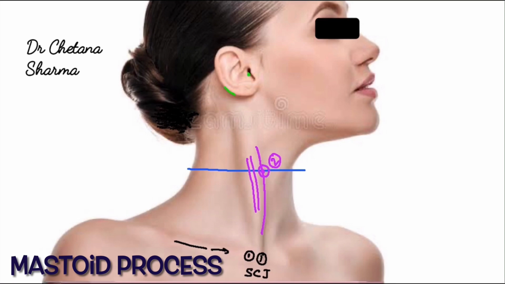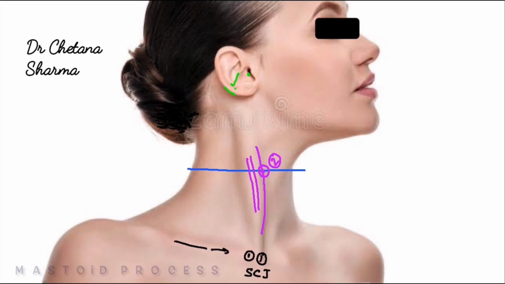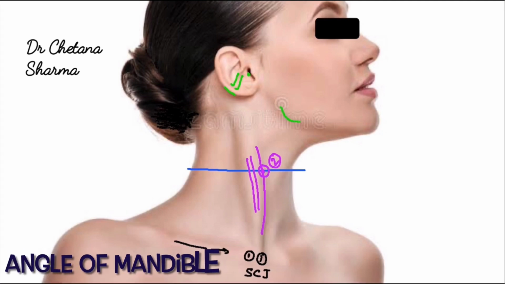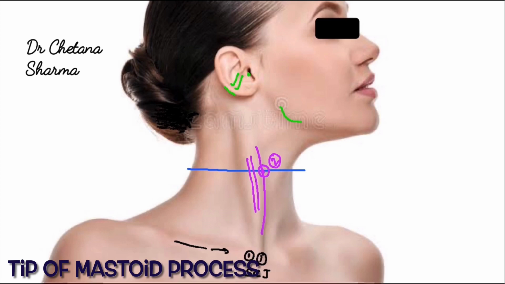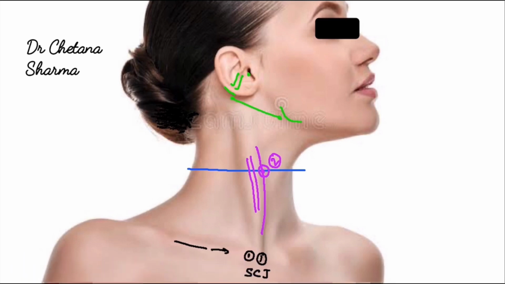In this image, prominence of mastoid process is covered by external ear. Here you can see this is the angle of mandible. Make a line between tip of mastoid process and angle of mandible. And the midpoint of this line is our third point.